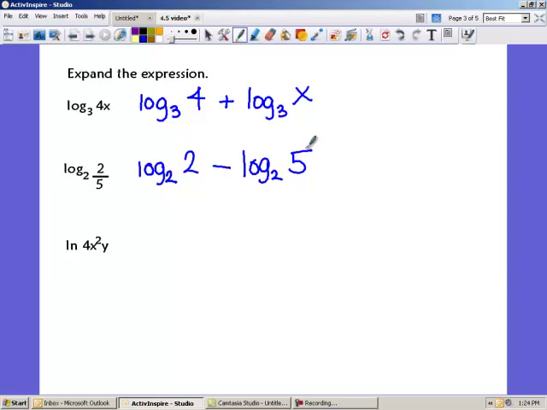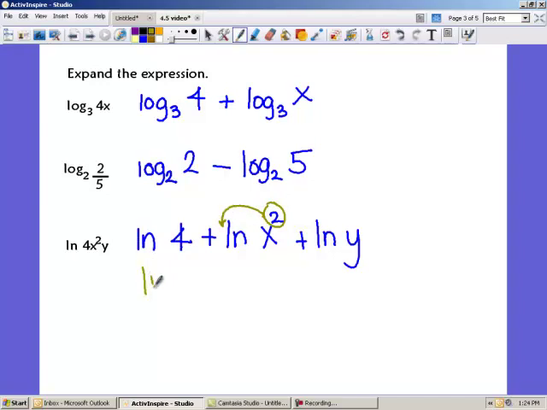Okay, now the last one we have ln. Remember, ln is just the natural logarithm, base e. So we're going to do the ln of 4 plus the ln of x squared plus the ln of y. And what we have left to do is take this exponent here and put it out in front. So don't forget that rule. So we have the ln of 4 plus 2 ln of x plus the ln of y. And there's our final answer.